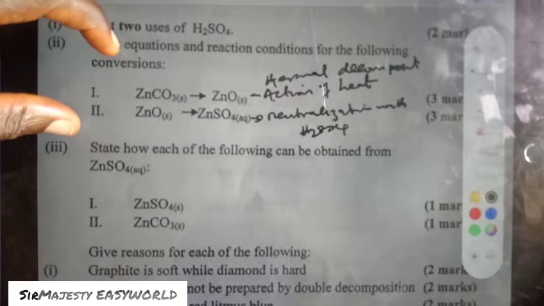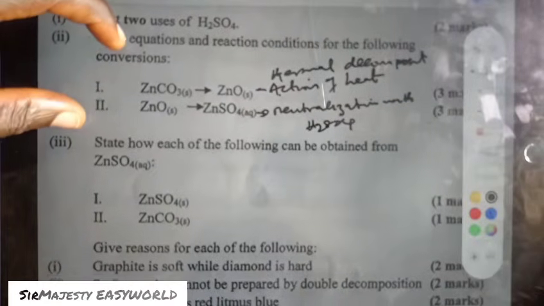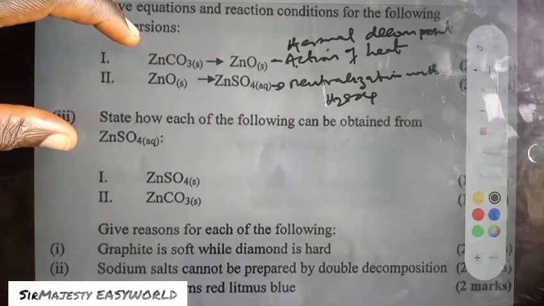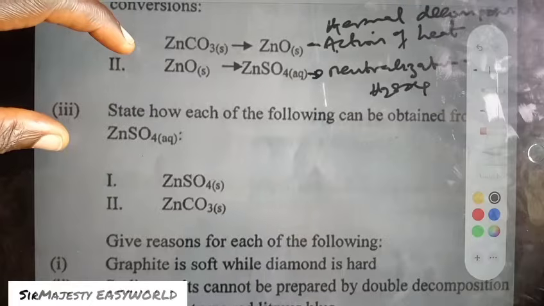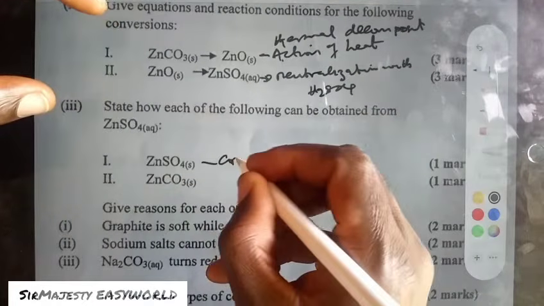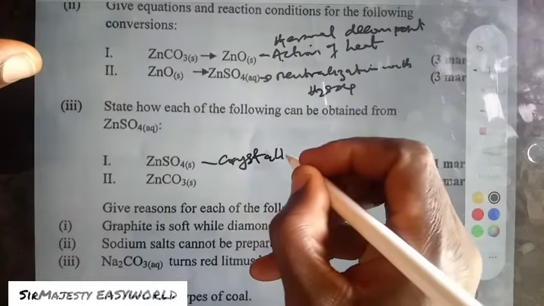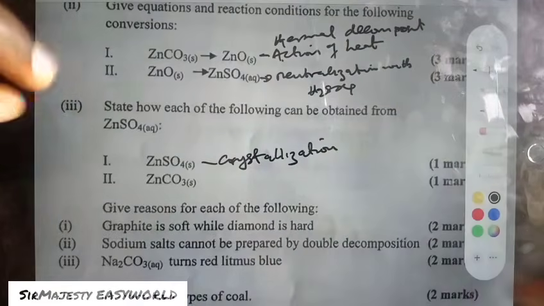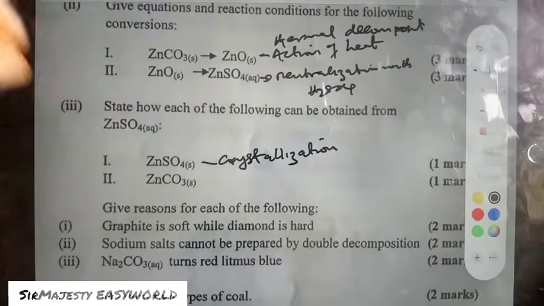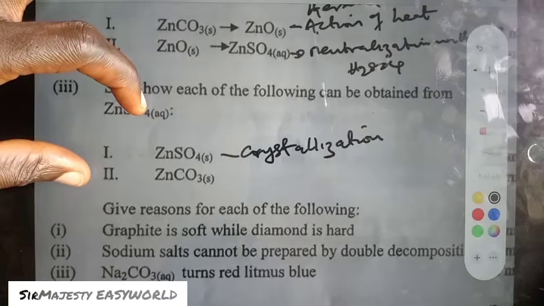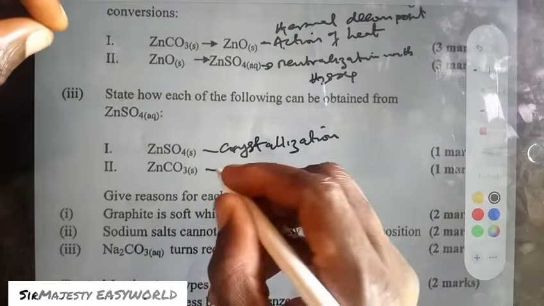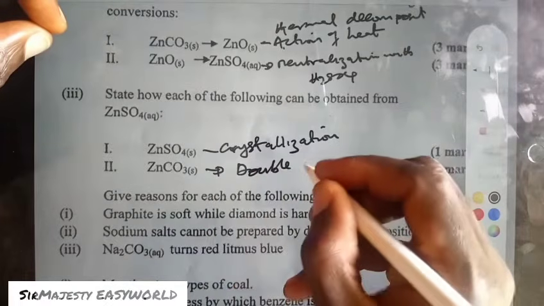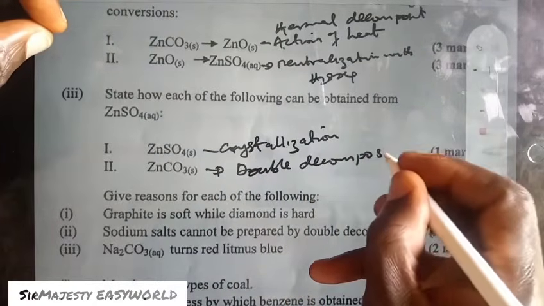Then state how each of the following can be obtained from aqueous zinc sulfate. How can you obtain solid zinc sulfate from an aqueous solution of zinc sulfate? Crystallization, because it's a sulfate and sulfates are not commonly recovered by evaporation to dryness. So you use crystallization. It usually comes with water of crystallization, in the heptahydrate form. Then how can you convert zinc sulfate to zinc carbonate? By double decomposition.